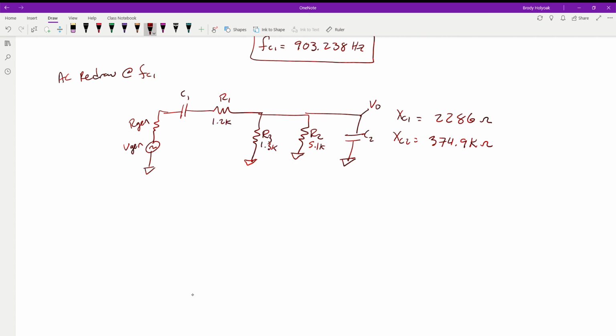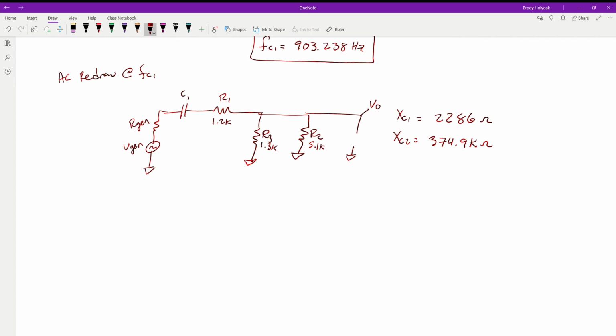So if we look, R2 is 5.1K, R3 is 1.3K, R1 is 1.2K. This thing, the 374.9 kiloohms, is way more than 10 times any of those values it's in parallel with. So we can effectively remove X of C2 and the capacitor 2 from this equation, because it's considered an open, because it's so huge it's going to have a very, very minute effect on this total resistance. It's going to be within a few ohms of what this value is, so we can effectively ignore it.